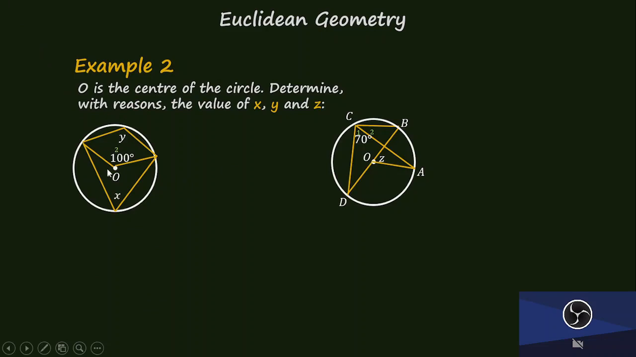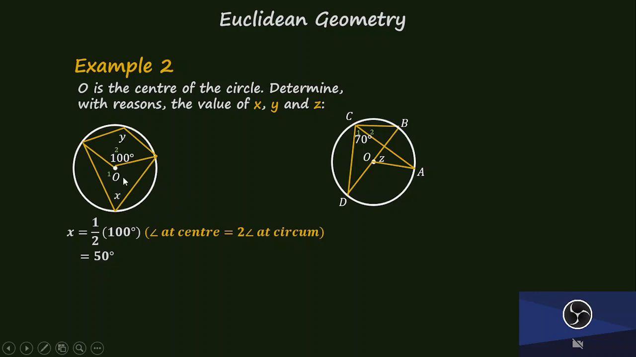We are given that O is the center of the circle. Determine the values of X, Y, and Z with reasons, right? So let's start with this one. I said if you have this shape, with all its vertices touching the circumference, then the angle at center will be 2 times the angle at the circumference. That means since I have 100 here, what will be the value of X? The value of X will be half of that. Remember, the angle at center is bigger than the angle at the circumference. So if I have 100 at the center, I should have 50 at the circumference, right?